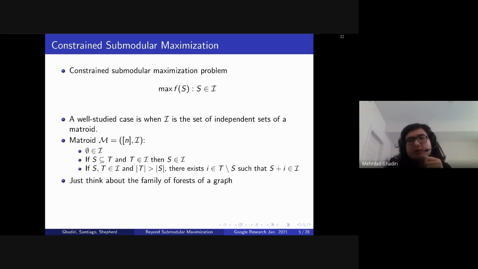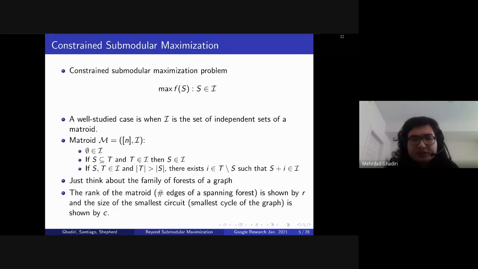In general, if you don't know about matroids, maybe the easier way to think about them is as the family of forests of some graph G. Two more definitions: one is the rank of the matroid. In the case of the family of forests of a graph, the rank of the matroid would be the number of edges of a spanning forest. And the size of the smallest circuit, which we denote by C, would be the size of the smallest cycle of the graph. Any questions so far? Okay.